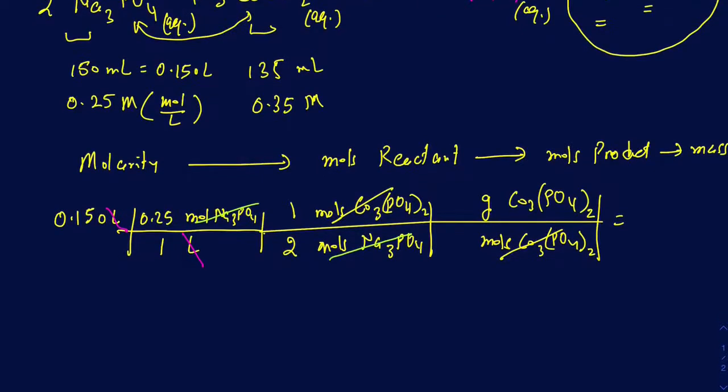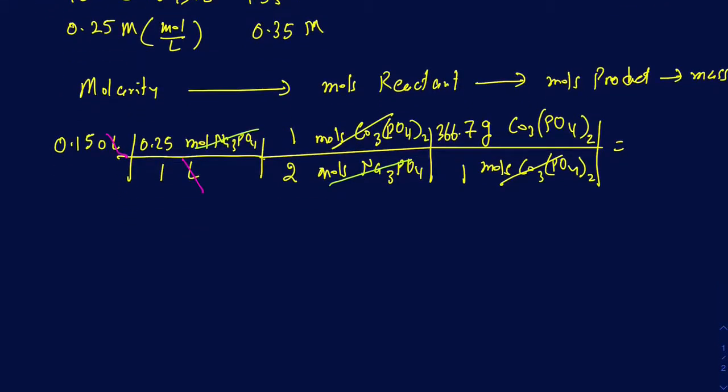So what number goes here? Well, 1 goes with the moles, and the molar mass for cobalt 2 phosphate goes with the grams. For the molar mass, make sure you add up 3 cobalts, 2 phosphates, and 8 oxygens, and that comes out to be 366.7 grams. When you do so, you can clearly see everything cancels out except the grams of cobalt 2 phosphate.